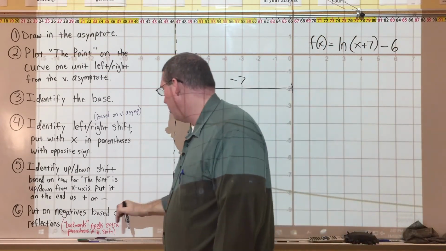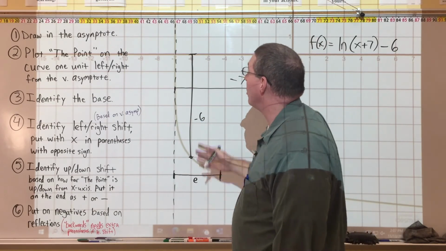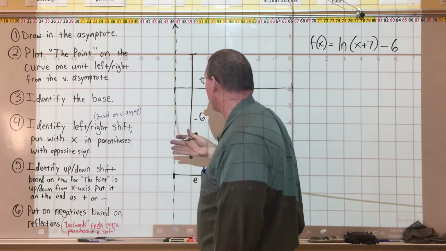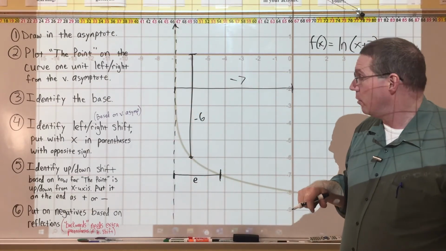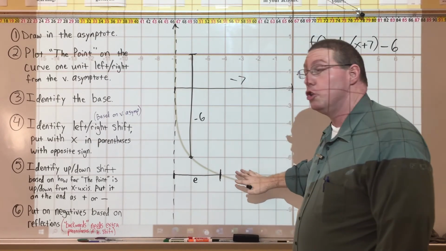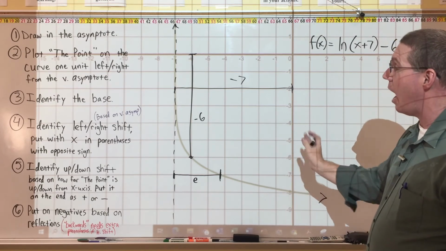Now we need to put negatives on based on the reflections. Well, this graph is pointing up. The vertical part is pointing up instead of down. Therefore, this is definitely upside down. But it is on the right side of the asymptote, which is normal. It's pointing off to the right. Okay, therefore, it is not backwards.